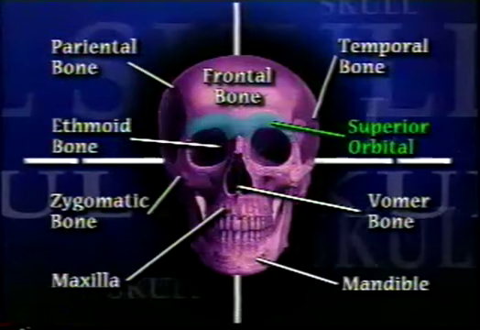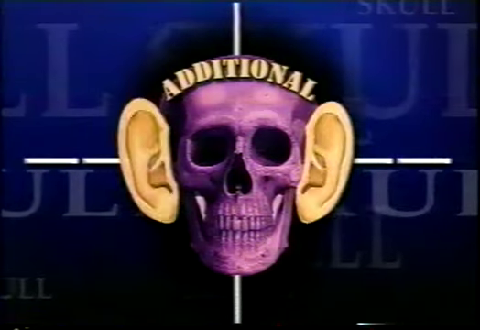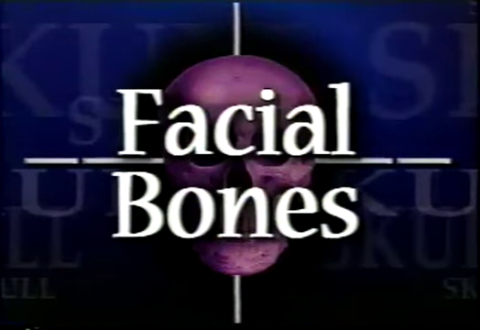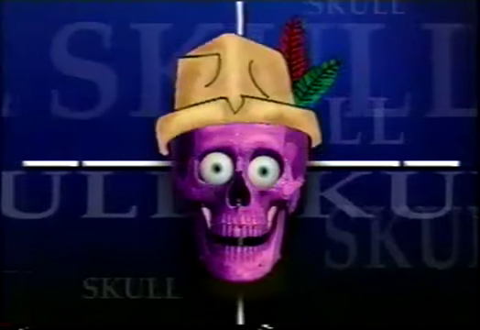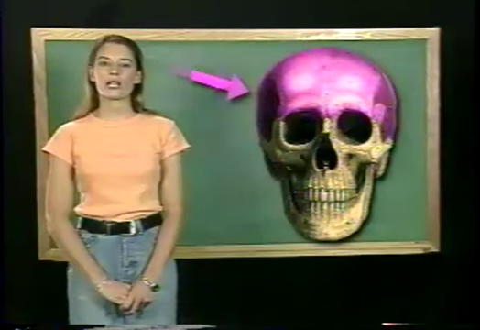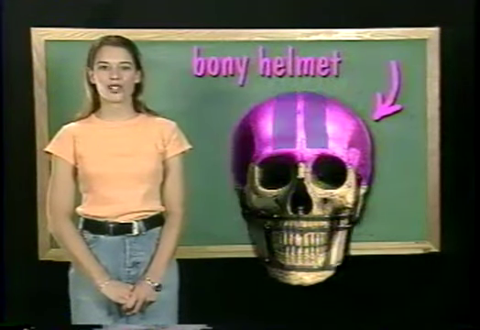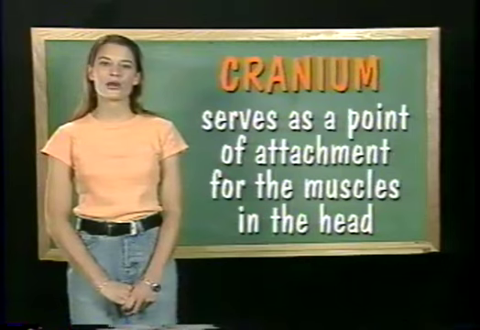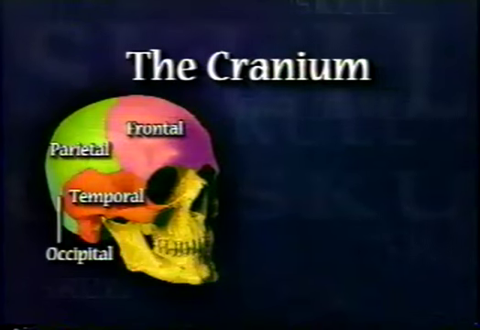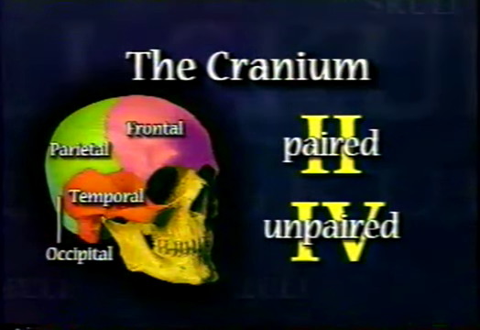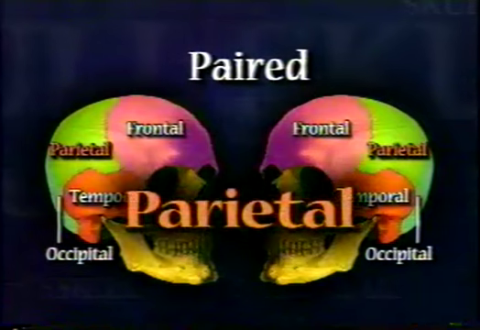Region 1, the skull. The skull is made up of 22 different bones, not including the 3 tiny bones in each ear. The bones of the skull are divided into 2 sets, the cranial bones, or the bones of the cranium, and the facial bones. The bones in the cranium. The cranium is unbelievably important because it protects the ears and the brain like a bony helmet. It also serves as a point of attachment for muscles in the head that we'll discuss later. The cranium contains 8 bones. 2 of them are paired and 4 of them unpaired. The 2 paired bones are the parietal and the temporal.